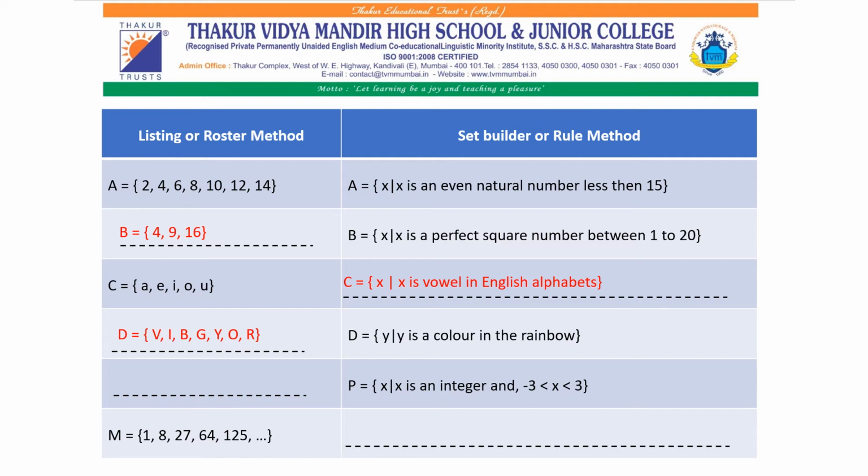Example number 5. P is a set of x such that x is an integer, and here we have a variable x. On both sides of the variable we get a condition. The left hand side condition will give us the starting number of the set and the right hand side condition will give us the ending number of the set. Let us read the left hand side condition from the variable x. We can read it as x greater than minus 3. The number greater than minus 3 is minus 2. So I got my first element, that is minus 2.